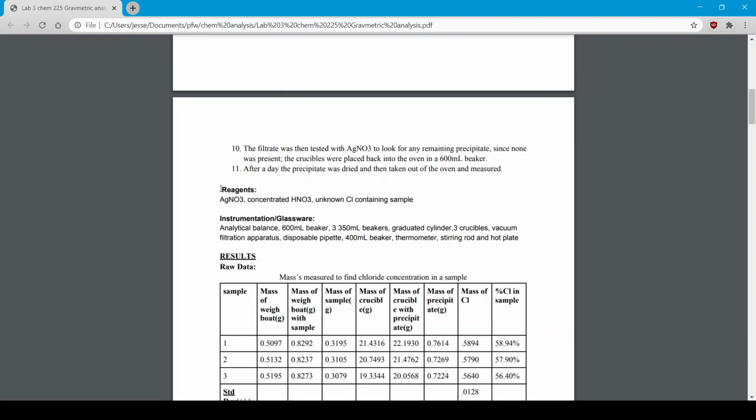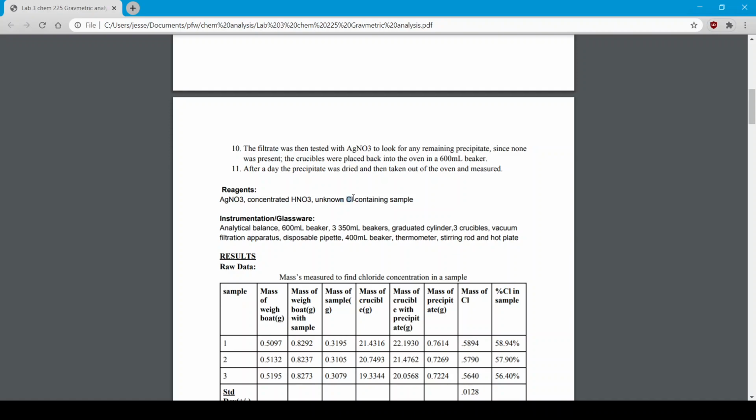Essentially, this is which chemicals are used in the lab in a basic sense. I didn't include water even though water was used. So as I stated before, we used silver nitrate, like I mentioned in the previous video for that practice problem, but this is the real life example. Silver nitrate, concentrated nitric acid, an unknown Cl-containing sample. So this is essentially our unknown Cl. It was a little vial filled with a powder, and all we know is it's an unknown sample containing chloride.